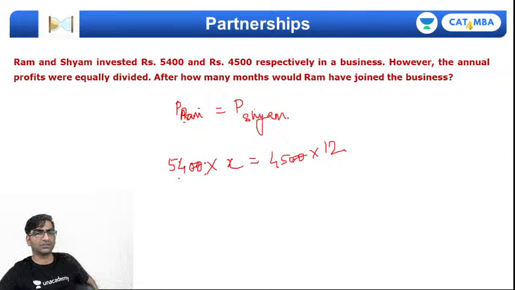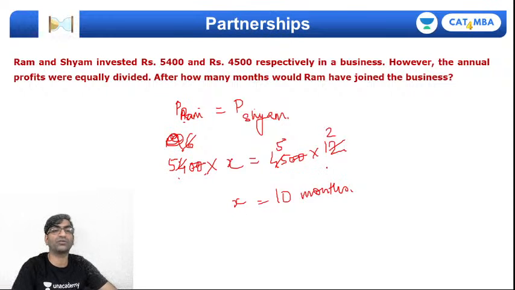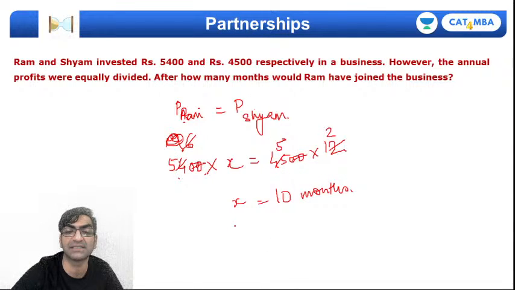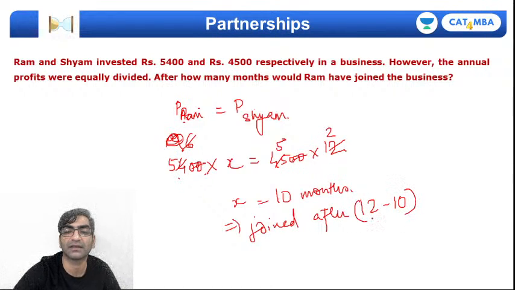Knock off the zeros. 9 sixes are 54, 9 fives are 45, and 6 twos are 12. So I'll get X as 10 months. Right? So just as we said, B invested for 12 months, A must have invested only for 10 months, and that's how they become equal. So after how many months would Ram have joined the business? If he invested for 10 months, then he joined after 2 months. That's 12 minus 10.